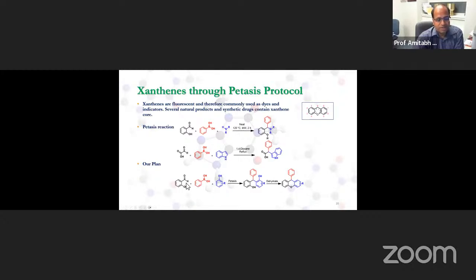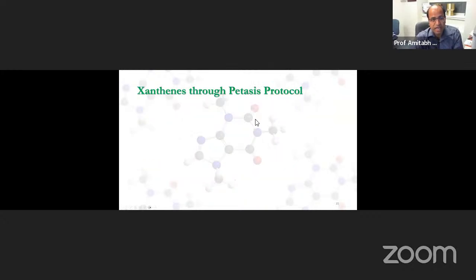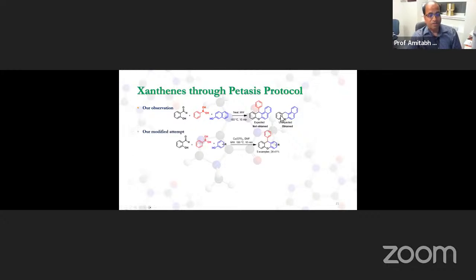And our idea was that we can perform the Petasis reaction, and we can eventually do a double dehydration reaction to produce xanthenes. And when we performed this reaction, we actually got interesting results. In the first result, the expected product with the boronic acid phenyl at the bridge, that is what was expected, but it was not formed. An unexpected product was formed, which was also a xanthene, but it was unsubstituted at the bridging position. So that was one project.